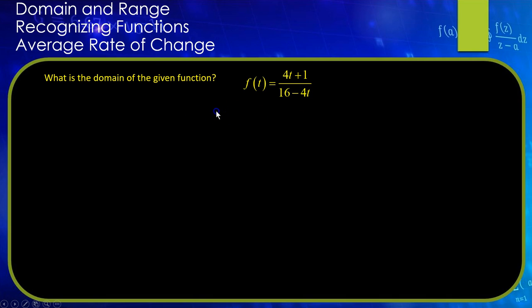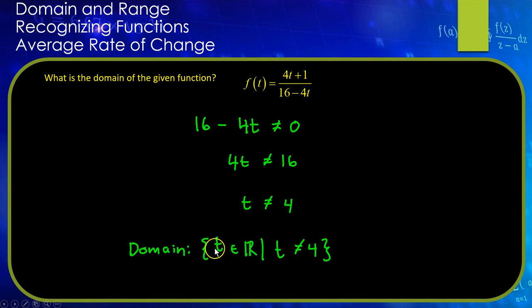So I want to basically have a situation where 16 minus 4t does not equal 0. Which means that 4t cannot equal 16, which means that t cannot equal 4. And so my domain for this function would be all real numbers t, such that t is not equal to 4.